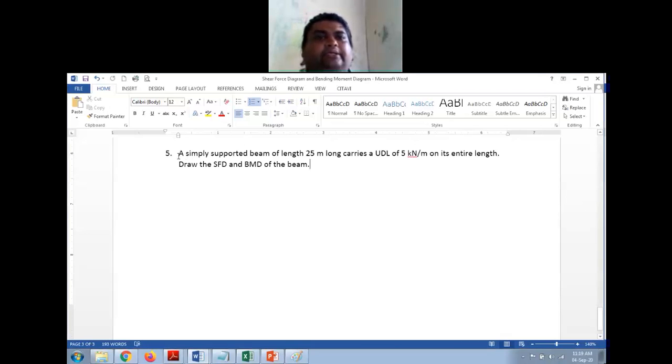Okay, the numerical is: a simply supported beam of length 25 meters carries a uniformly distributed load of 5 kilonewton per meter on its entire length. Draw the SFD and BMD of the beam, shear force diagram and bending moment diagram of the beam.